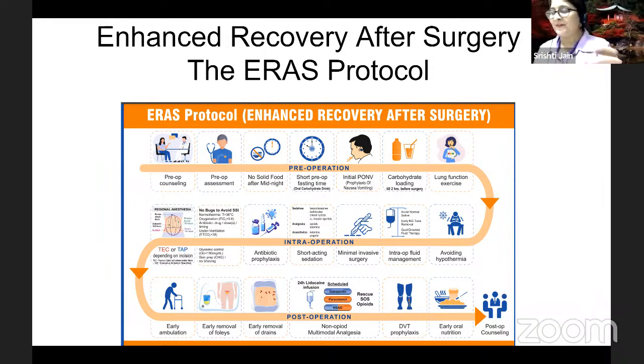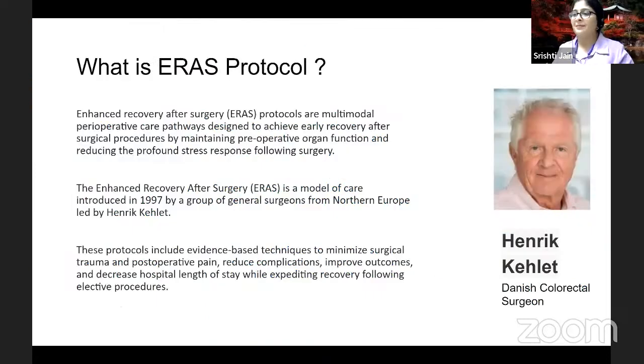And this is one of my favorite topics, ERAS protocol. I'll try to do a little justice to it in the 15 minutes being provided to me. I am not here to teach ERAS. I am here to sensitize our young doctors, our young surgeons about ERAS, that why ERAS is so important. And I would like to start my presentation by sharing what is ERAS protocol.